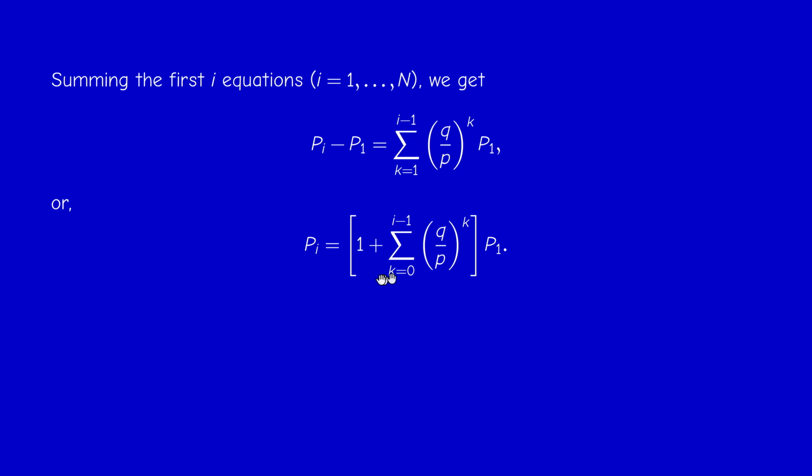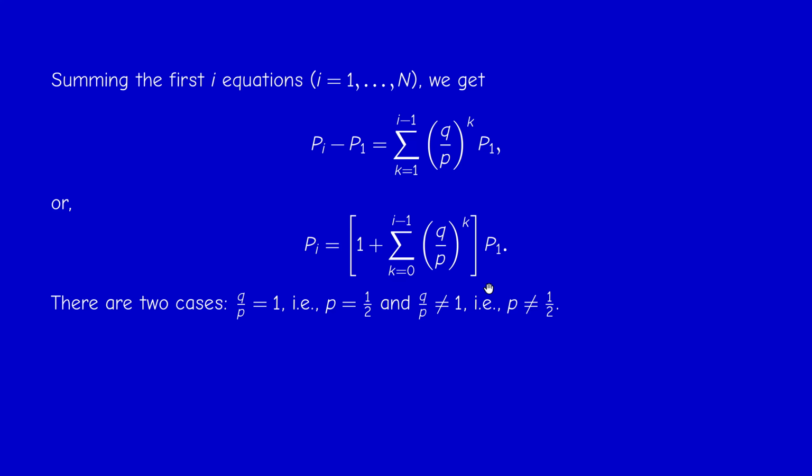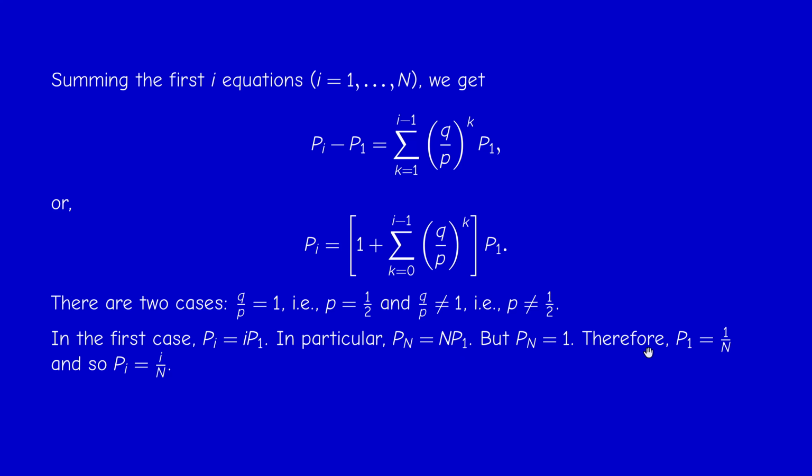I do the summation. There is a formula for this. Now we have to distinguish between two cases, because the ratio could be equal to 1, less than 1, or bigger than 1. If p equals q, so the ratio is 1, it's very easy because this is just a summation. So it's i, and we get P_i equals i times P1 for every i. In particular, P_N is N times P1. But since P_N equals 1, we get P1 equals 1 over N, and so P_i equals i over N. So this is very easily solved. This is the fair case, the symmetric random walk.